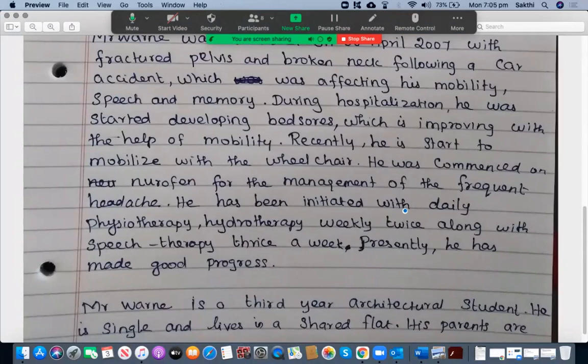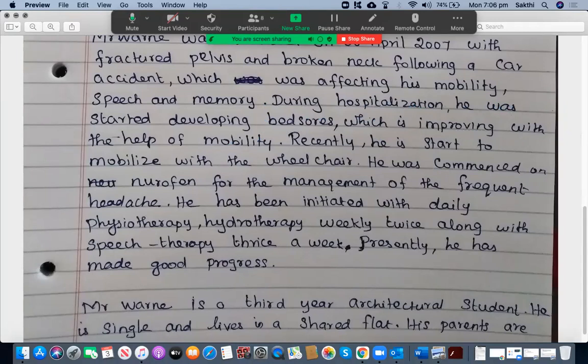He started developing bed sores, which is improving with the help of mobility. Okay, he developed bed sores. Is it a singular noun or a plural noun? More bed sores. Yeah, it's a plural noun. So what you could have done is which are improving. Okay. Or I don't know what you want to say here. Bed sores is a condition, isn't it? Yes. So this is a bad condition. So you could have mentioned, okay, so during hospitalization, he started developing bed sores. However, it has been controlled with the help of mobility. Okay, is that right? Yes. What do you want to say?